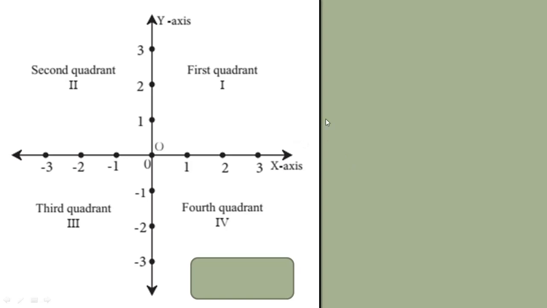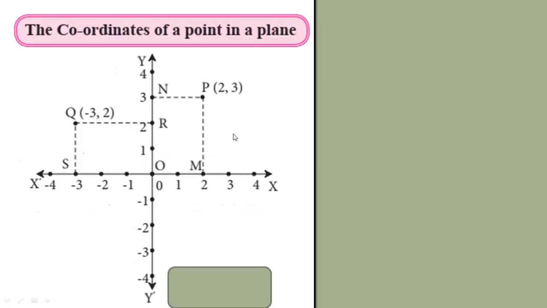When we locate the position of any point in the plane, we should locate it by means of the x and y coordinates. We write the x coordinate first and the y coordinate second, in brackets in front of that point. So this is related to the axes, the quadrant system and the origin. Now we'll study the coordinates of a point in a plane.